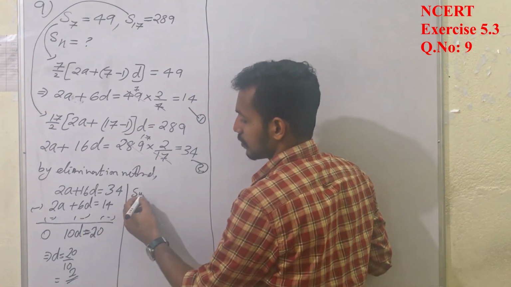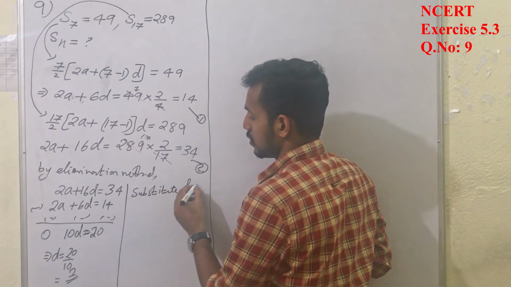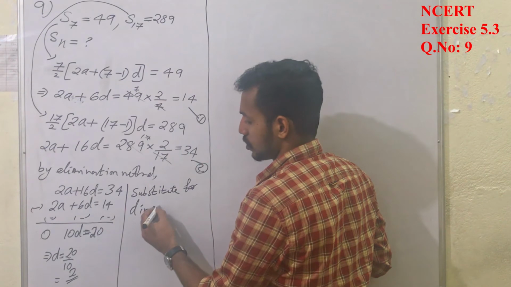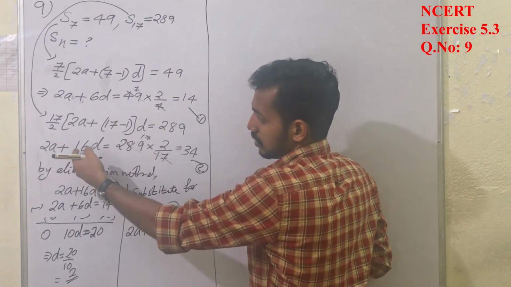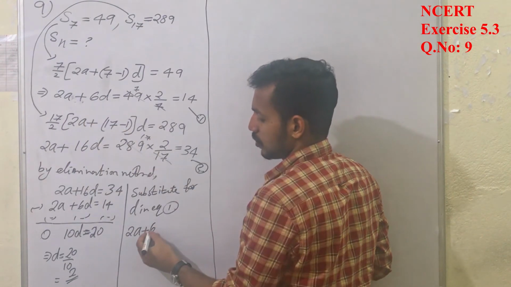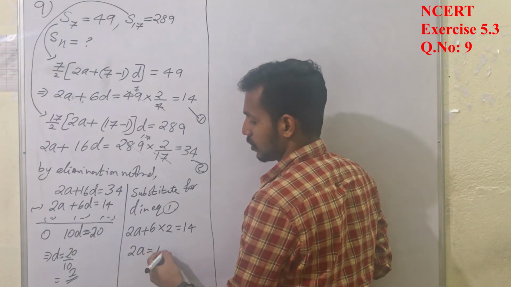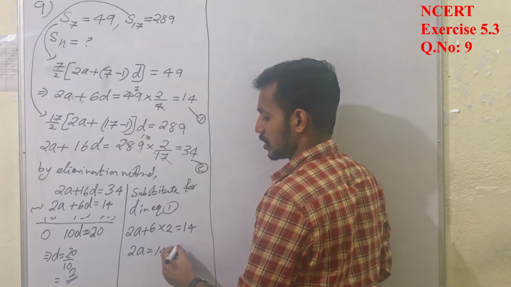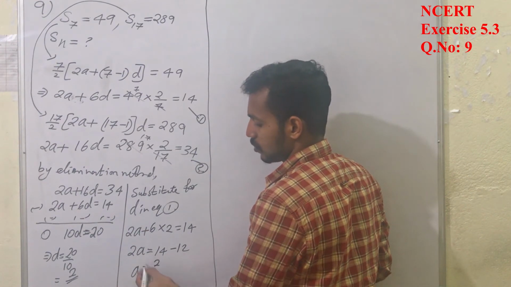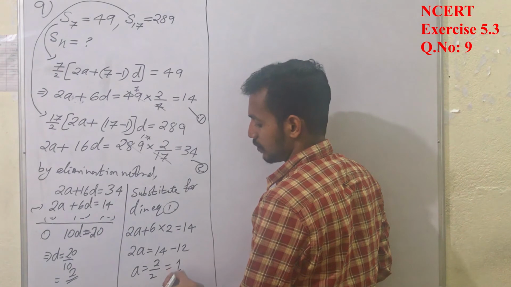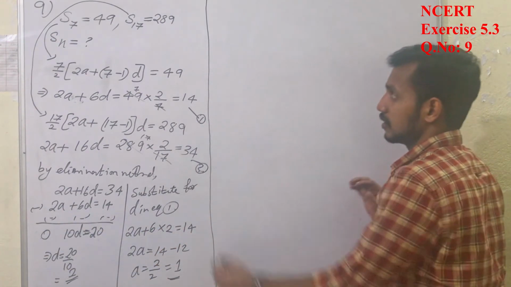Now substitute 2 for d in equation 1. What we will get? 2a plus 6 into 2 is equal to 14. 2a is equal to 14 minus 6 into 2, 12. 12 taken to the left side will be minus 12. a is equal to 14 minus 12 is 2, divided by 2, which is equal to 1. Now we have got the value of d is 2 and a is equal to 1.